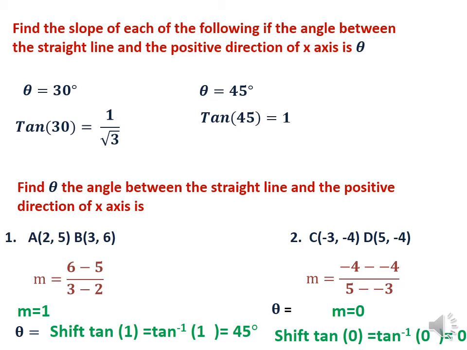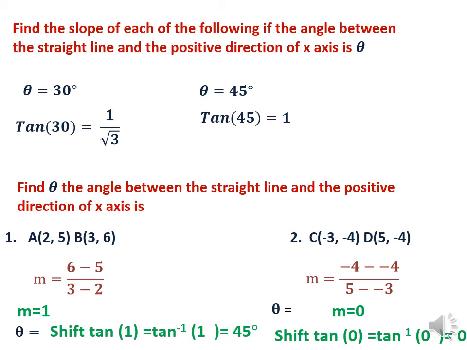So how to find theta in this case? I'm going to take tan inverse of 1, or shift tan 1. Finally, the angle will be 45. Another example: here I have C equals (-3,-4) and Z equals (5,-4), and I need to find the measure of the angle between the straight line and the x-axis positive direction, which is theta.